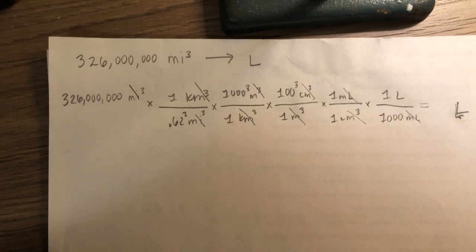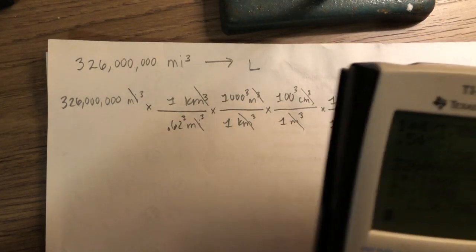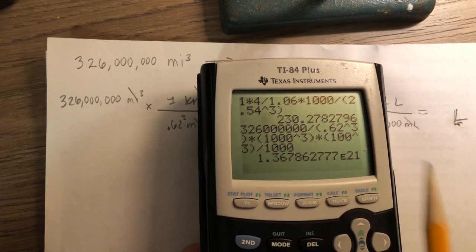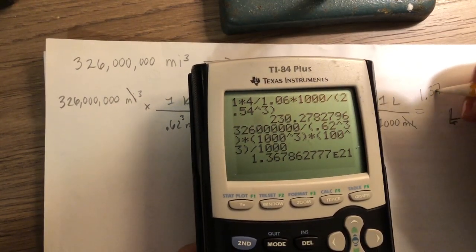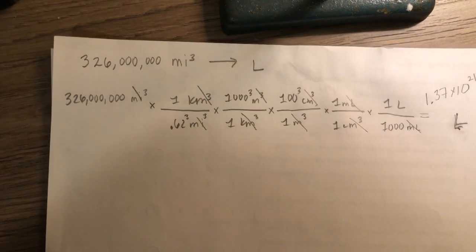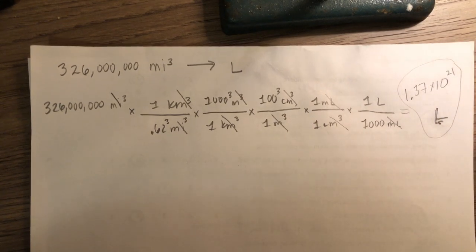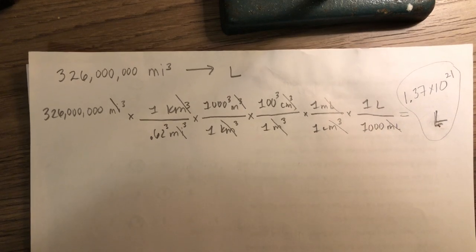So we're going to start with 326 million divided by 0.62 cubed times 1,000 cubed times 100 cubed divided by 1,000. You should get a pretty big number. And so you want to make sure that you're not neglecting to look to the far right and see that this is 1.37 times 10 to the 21st. That is a whole lot of water, right? That's a number we expect should be a huge number of liters of water that's on Earth. All right, and that is how we implement conversion factors with cubed units.